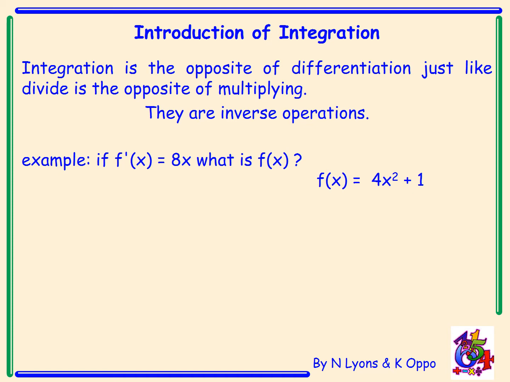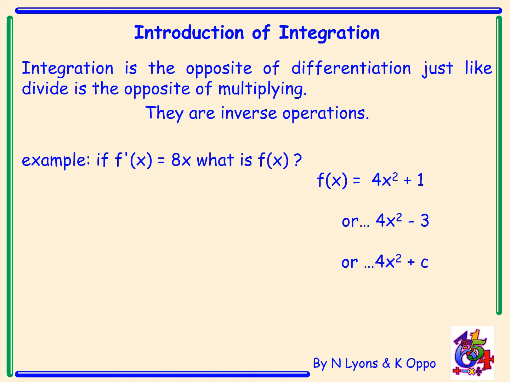Well, f of x could be 4x squared plus 1. If we differentiate 4x squared we get 8x. If we differentiate the constant 1, then the constant vanishes. Well, wait a minute then, if the constant vanishes, then f of x could also equal 4x squared minus 3. Or it could equal any function 4x squared plus some constant, and we call that constant c.